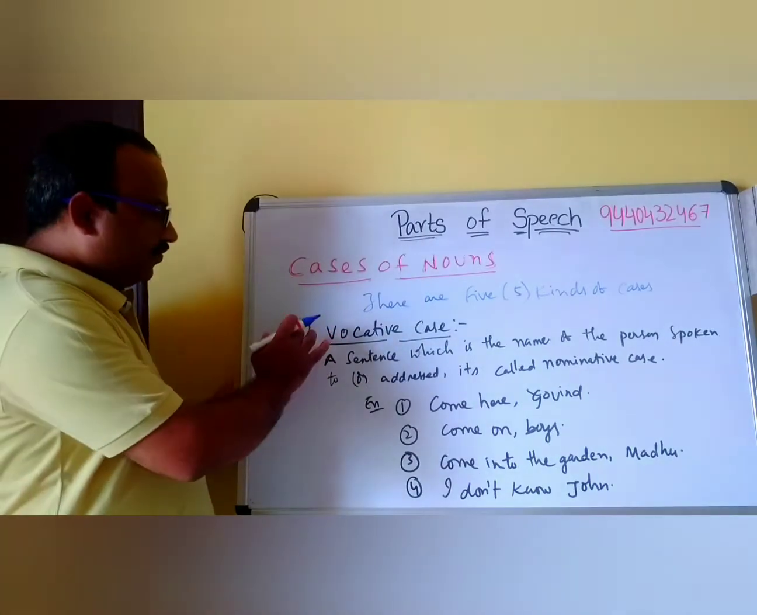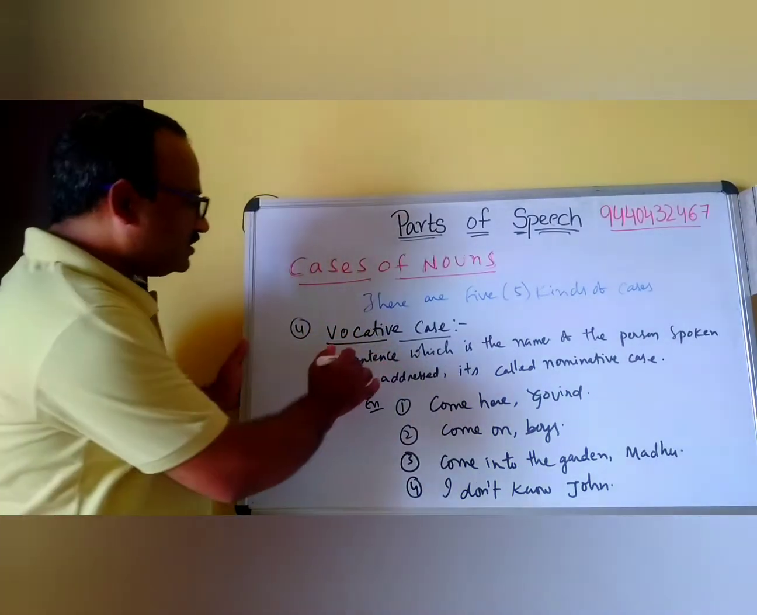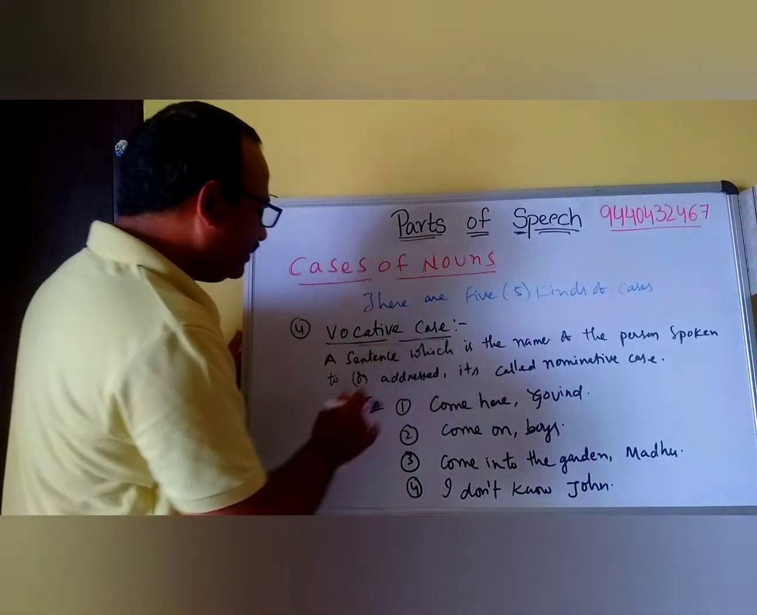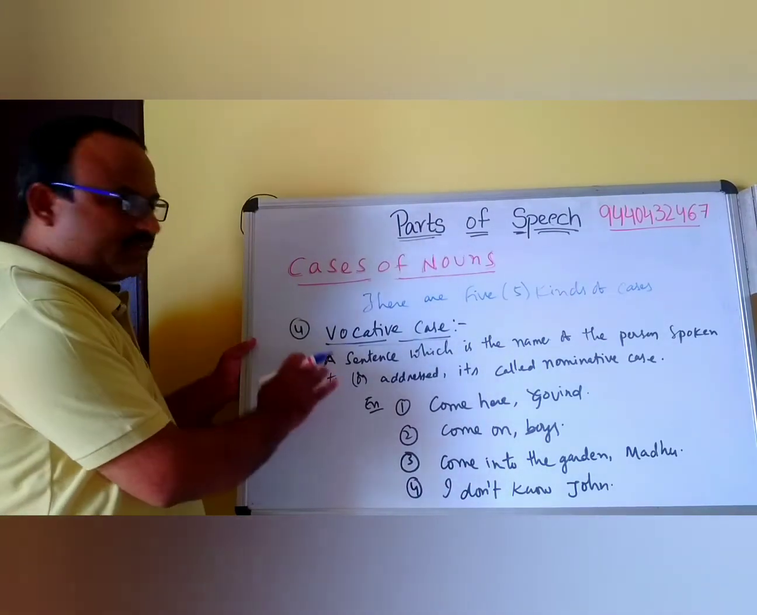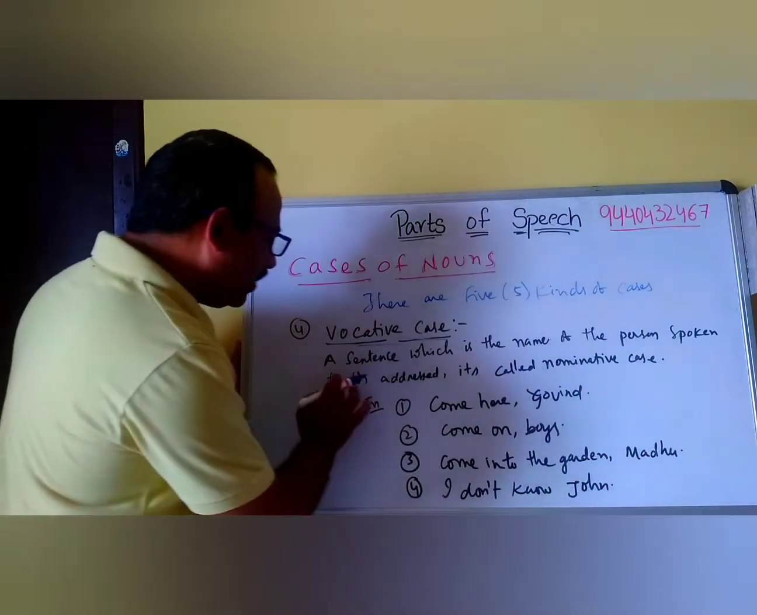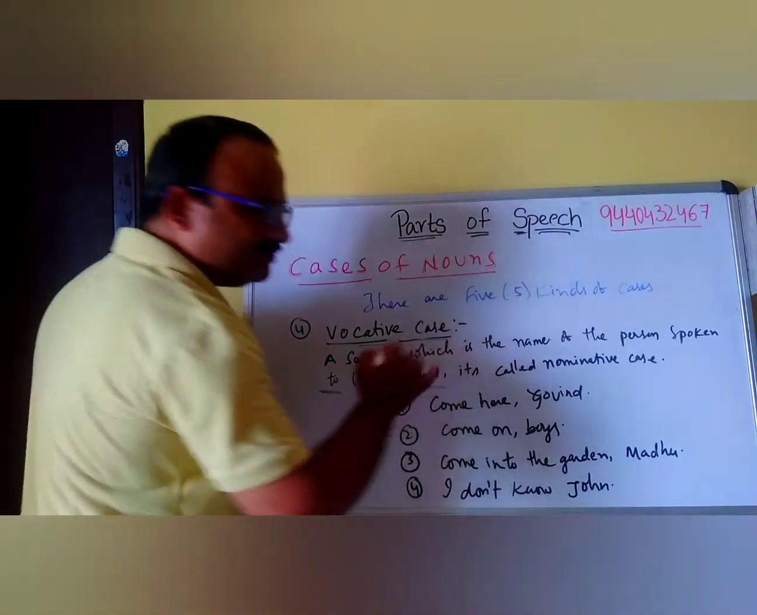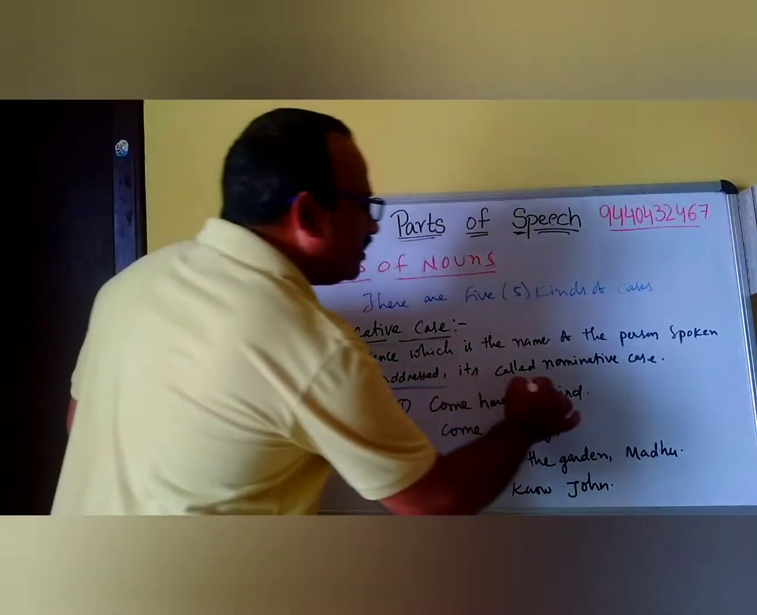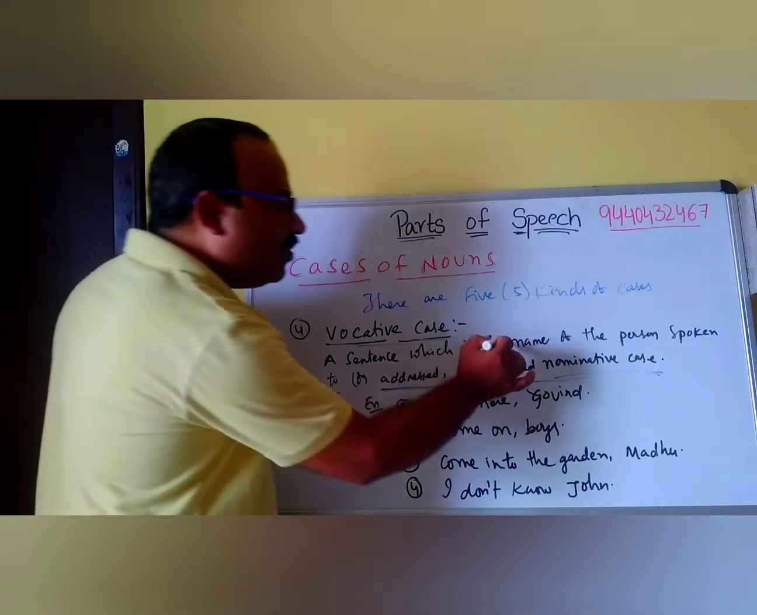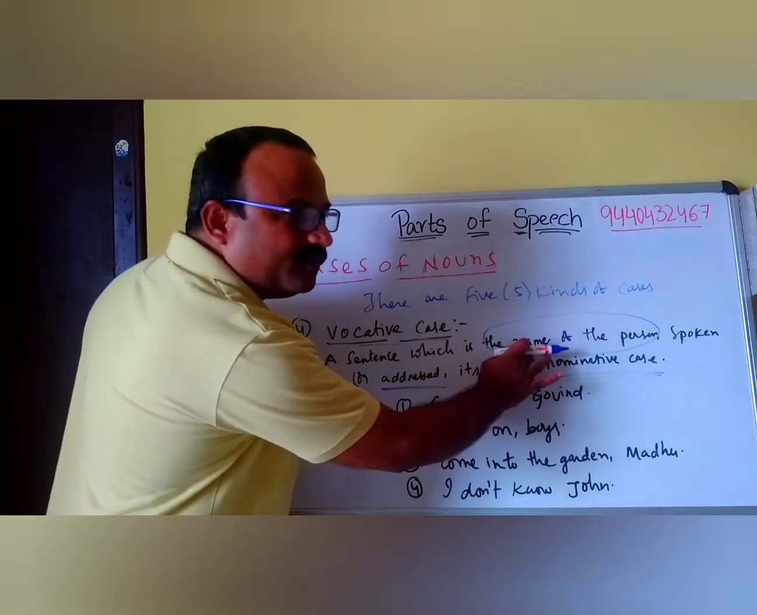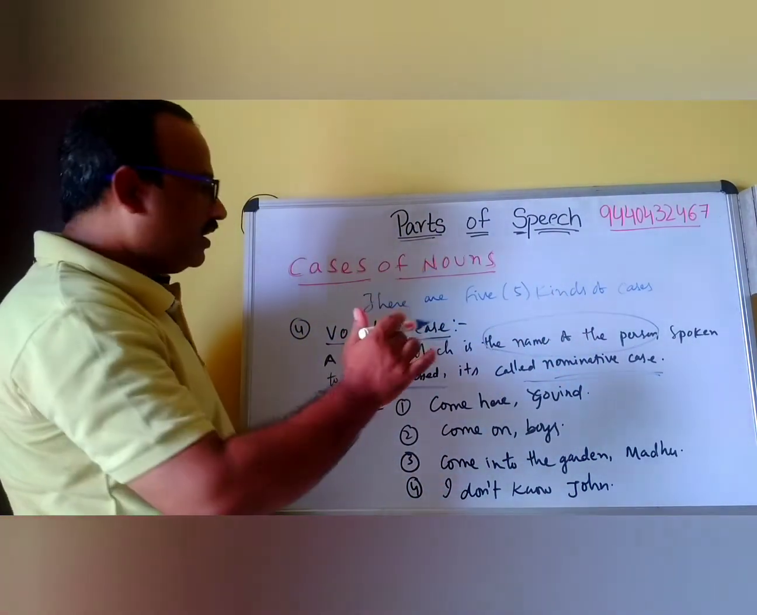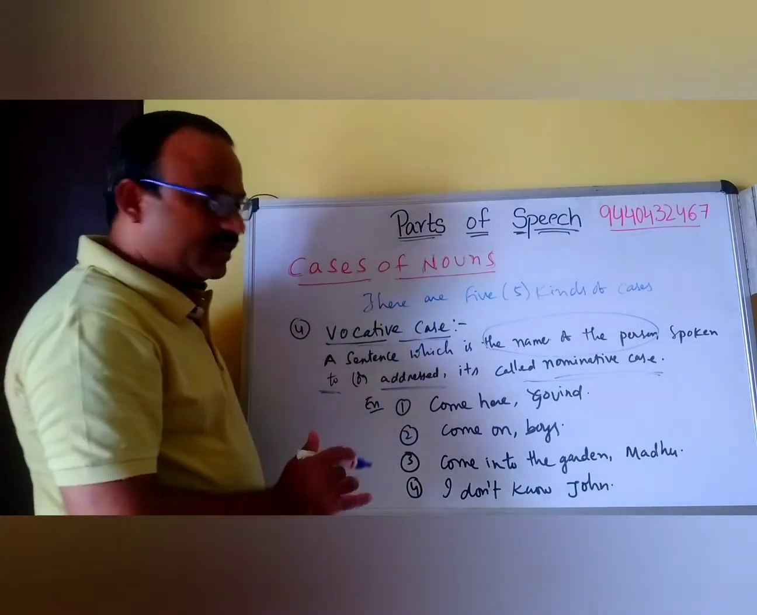Now, fourth one, vocative case. What is vocative case? A noun which is the name of the person spoken to or addressed. See, the name of the person spoken to or addressed to, that is called vocative case.